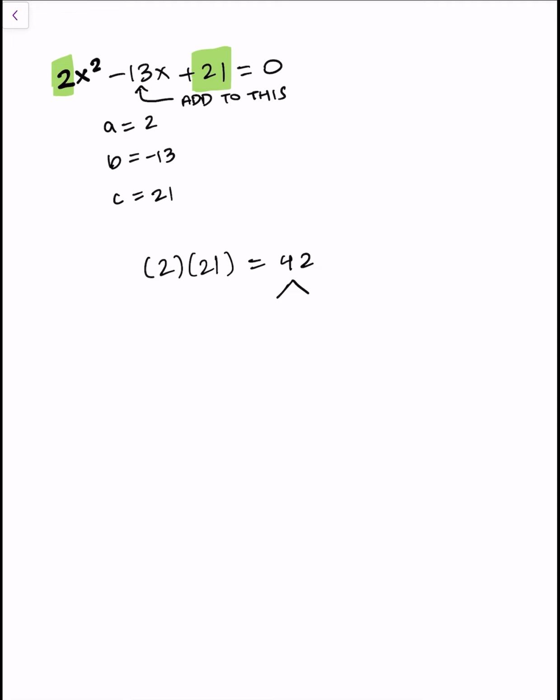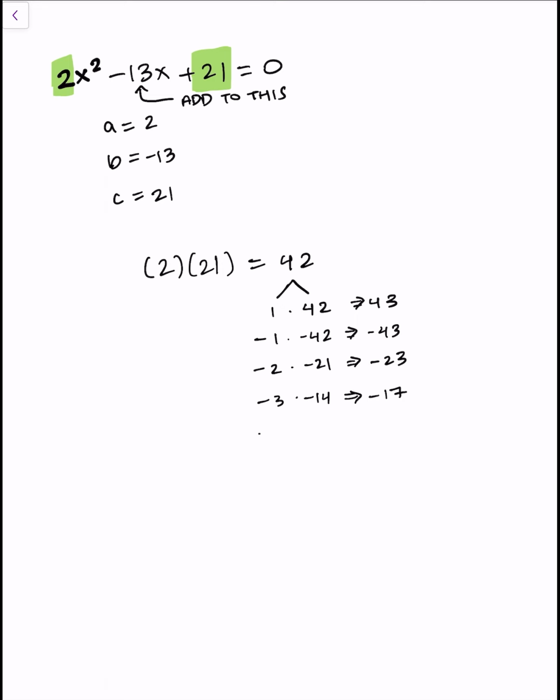So I always start with 1 just to make it simple. So 1 times 42, that adds up to 43. So notice how this adds to a positive number, but we need it to add to -13. So we're going to need to use negative numbers instead. So -1 times -42, those add to -43. That does not work. So -2 times -21, that adds to -23. That doesn't work. -3 times -14. If we take those two values and add them together, we get -17. Doesn't work. We can't divide 42 by 4 and get a whole number, so that doesn't work.